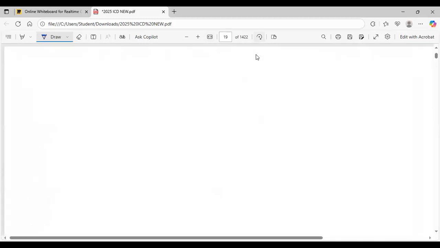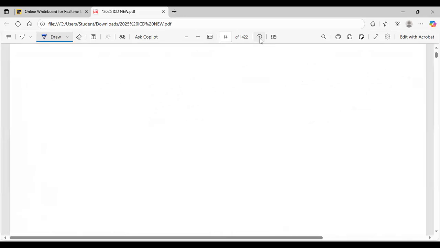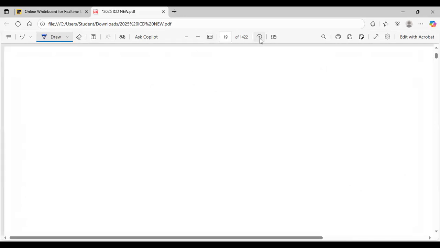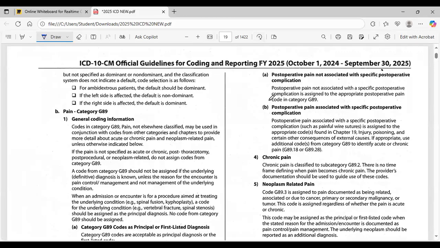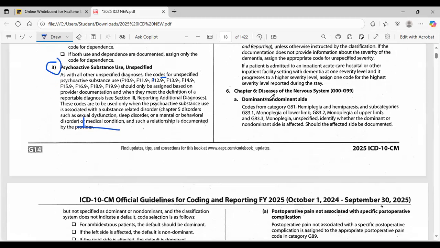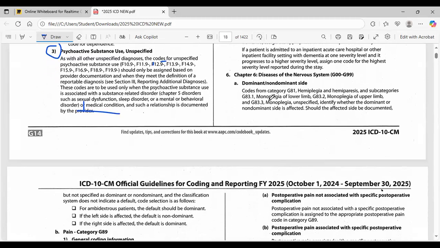Now let's start with another chapter. Here we go. Chapter number 6, Diseases of the nervous system. Our F series is for the psychiatric condition. We have to use a code from series G whenever a patient has an issue in the nervous system.